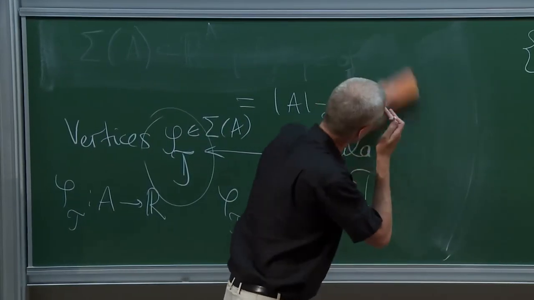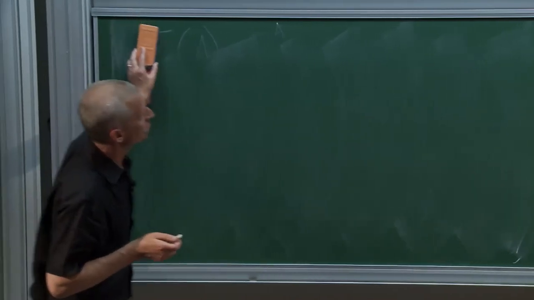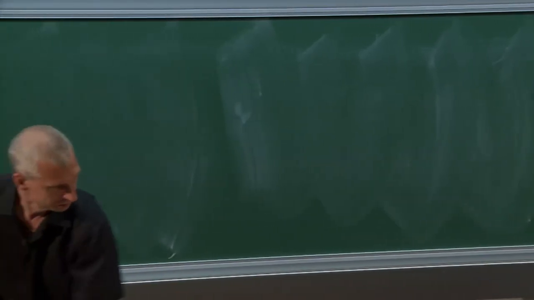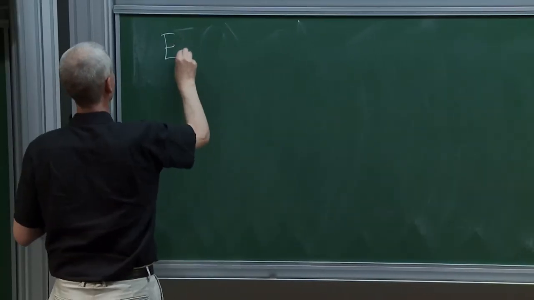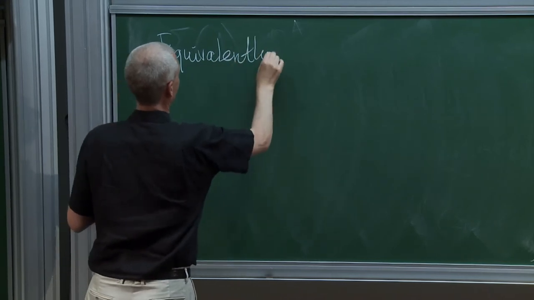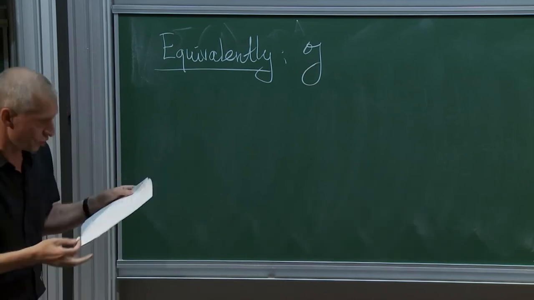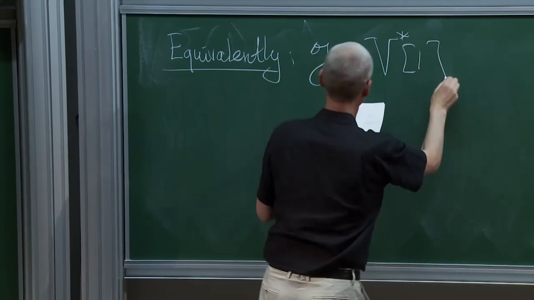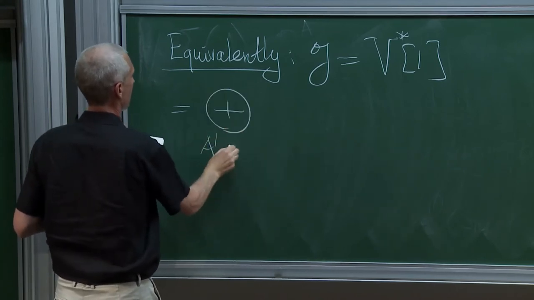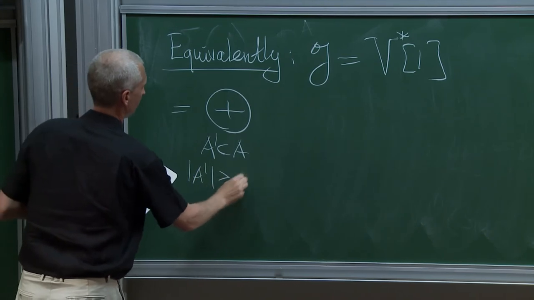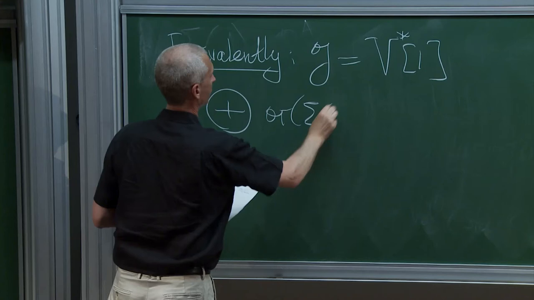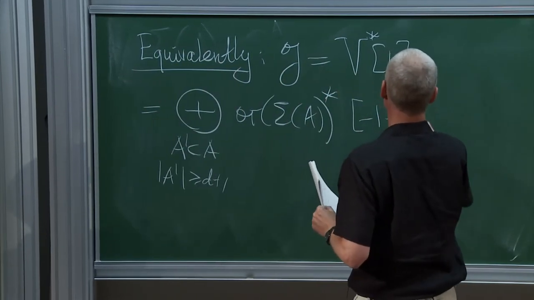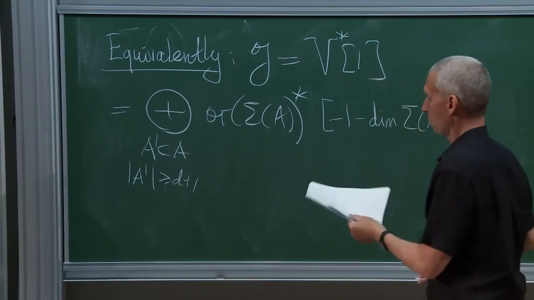So what we have is a differential in the symmetric algebra of a vector space, which means that an appropriately dual and shifted vector space becomes a Lie infinity algebra. Let's call this vector space G. It is the dual space to my space of generators, V star shifted by one. It's a direct sum over subsets A prime in A, cardinality of A prime greater than D plus one, tensored with the orientation space, which is identified with its dual. Here I write minus one minus dimension sigma of A prime. So this is a Lie infinity algebra.